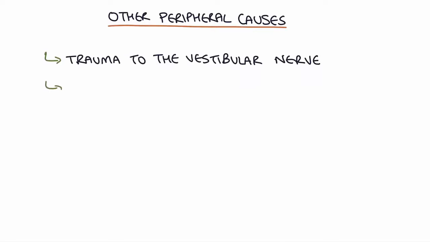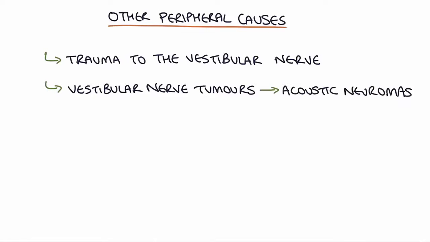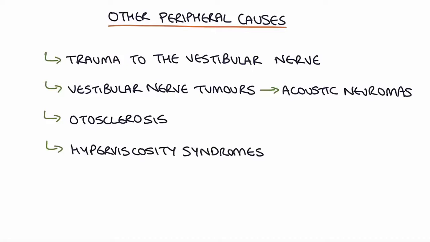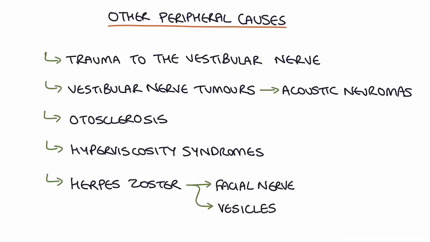There are several other peripheral causes of nystagmus, and these are trauma to the vestibular nerve, tumours, particularly acoustic neuromas, otosclerosis, hyperviscosity syndromes, and herpes zoster infection, which often occurs with facial nerve weakness and vesicles around the ear, which is known as Ramsay-Hunt syndrome.